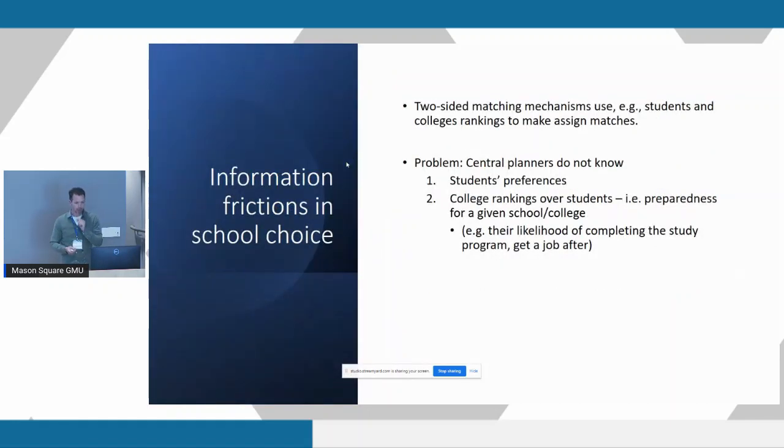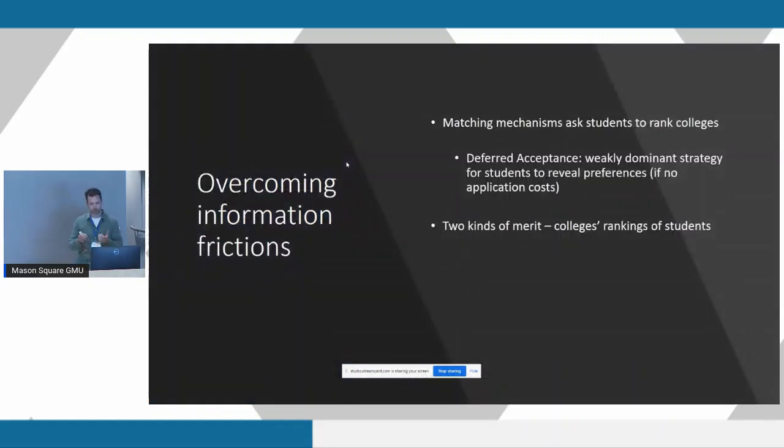Okay, so when we think about school choice and college admissions, there are two information problems that are present. The first is that we don't know the preferences of the college and school applicants. That is to some extent solved. I'll get back to that. But we also don't know which are the most qualified applicants. So we need some measure of ranking, and how do we best do that? That's the topic of this paper.